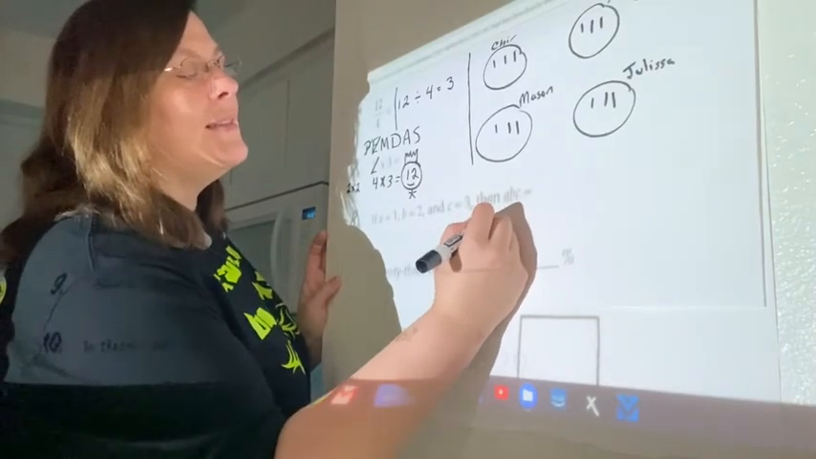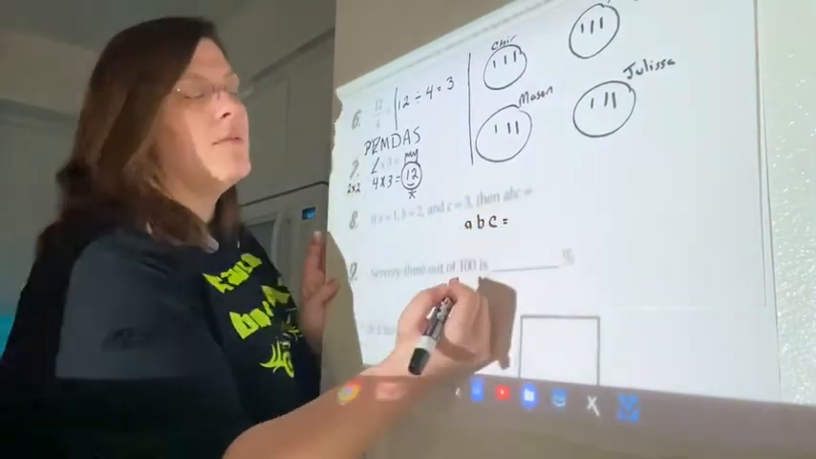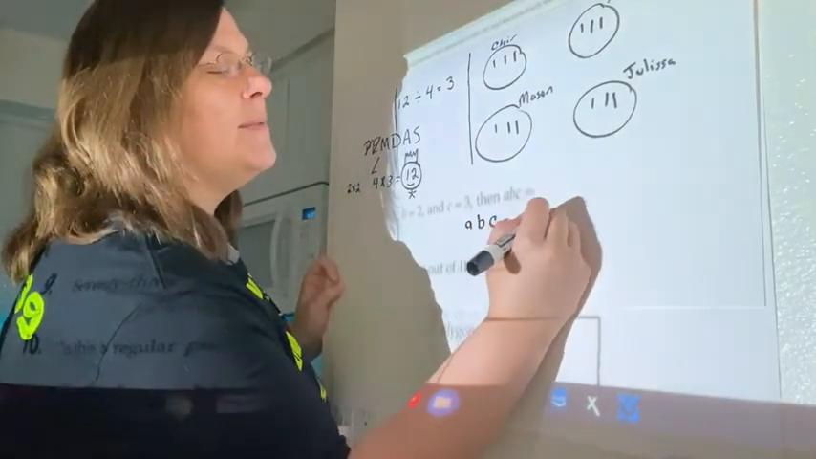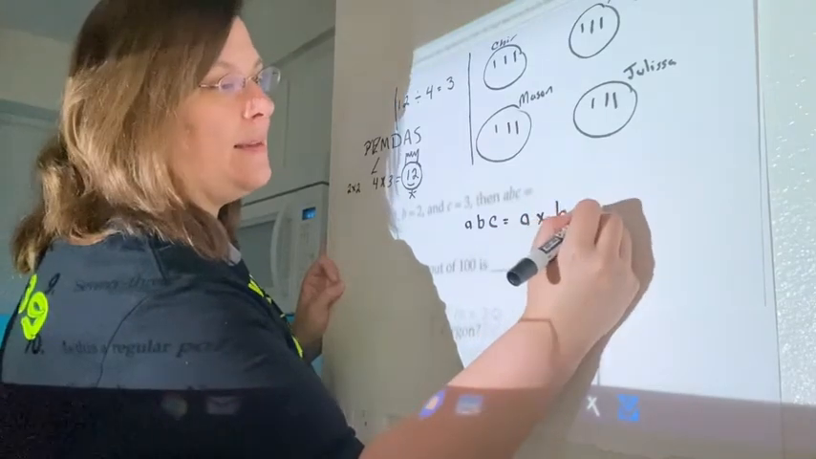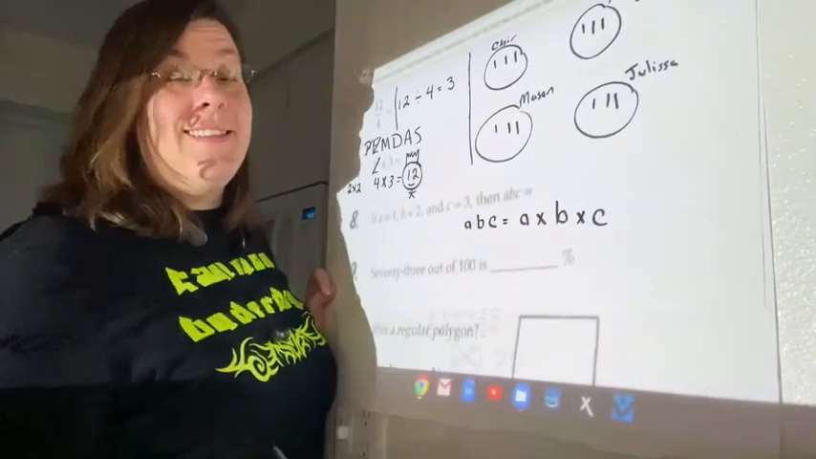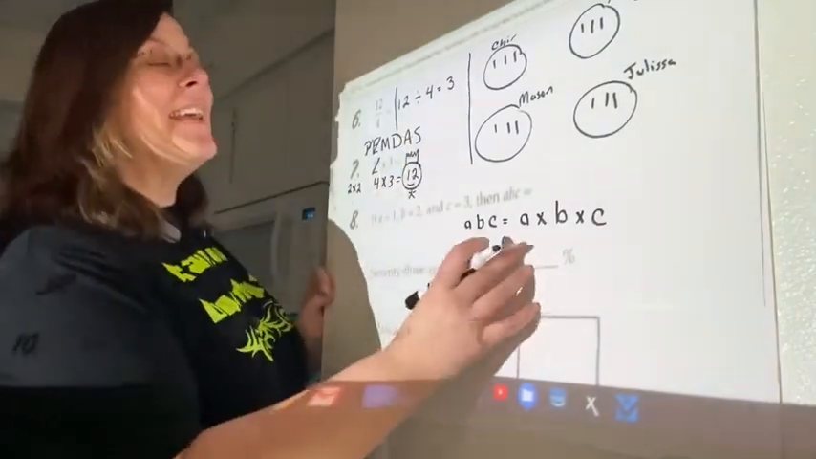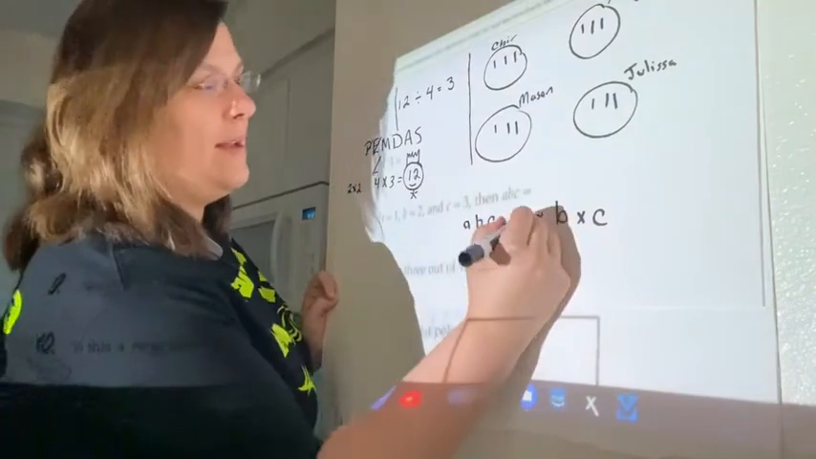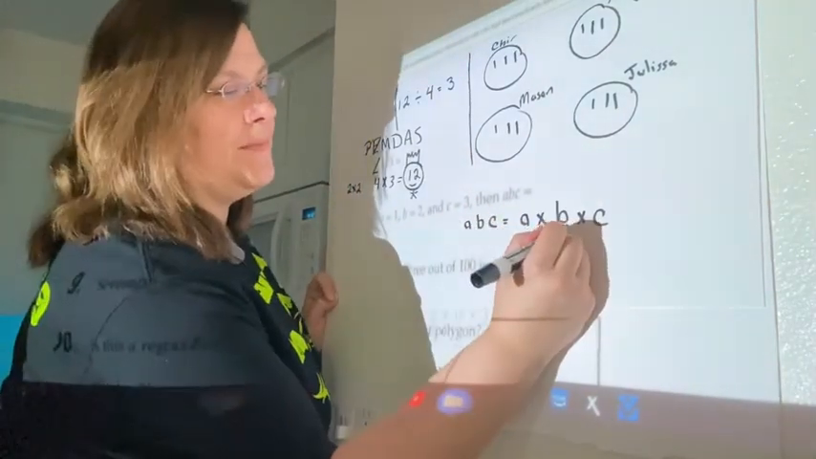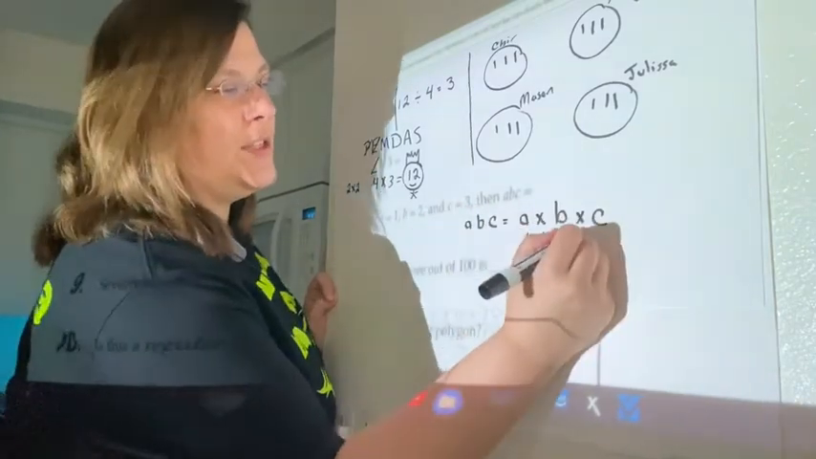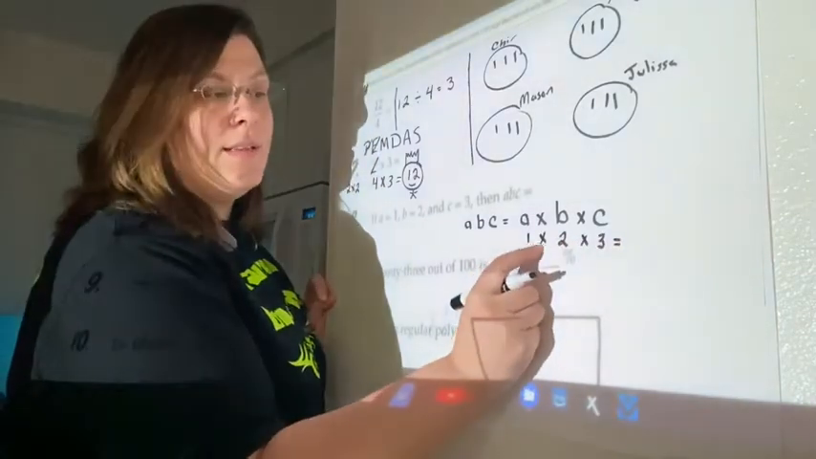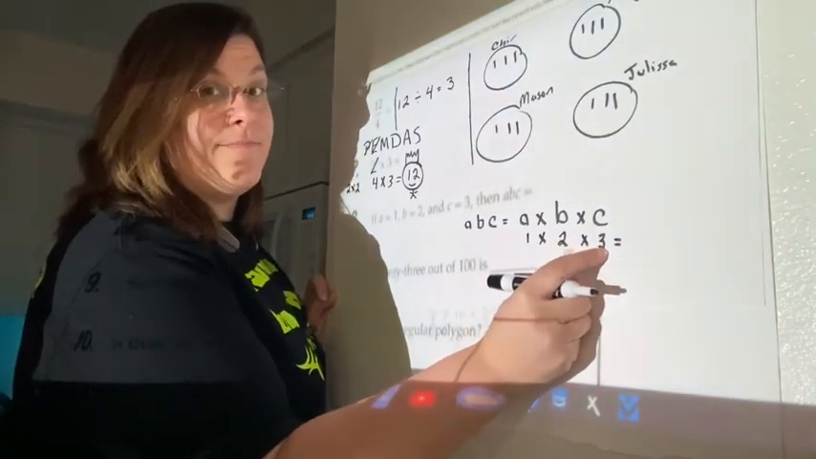So ABC equals, okay, we're going to show you what the real problem looks like. A times B times C. That's what the real problem is. I'm glad they didn't put X's in there because that would cause me all types of problems. A is going to be 1, times B, which is 2, times C, which is 3. So what is 1 times 2 times 3?